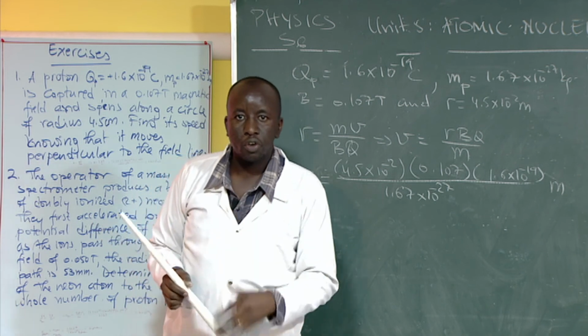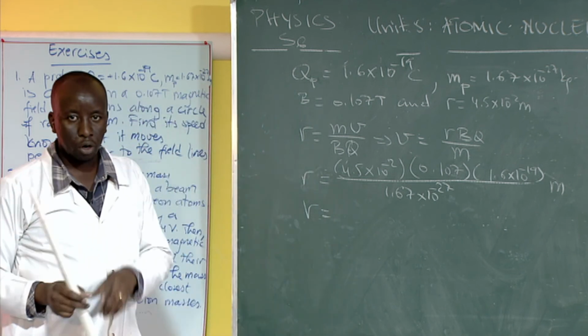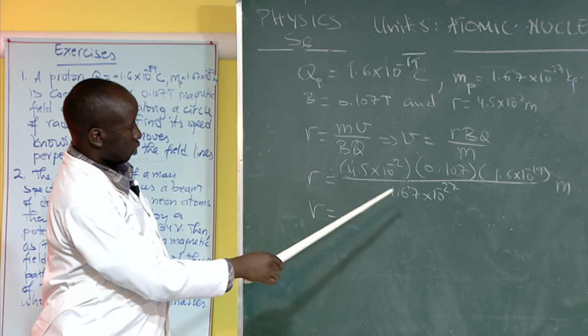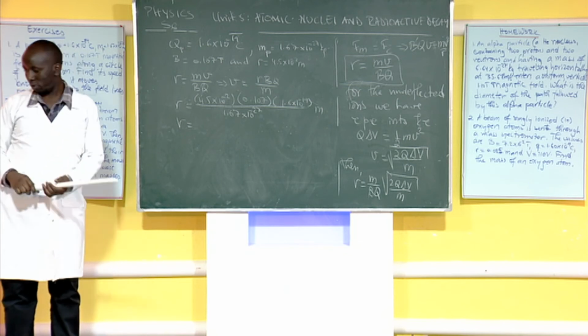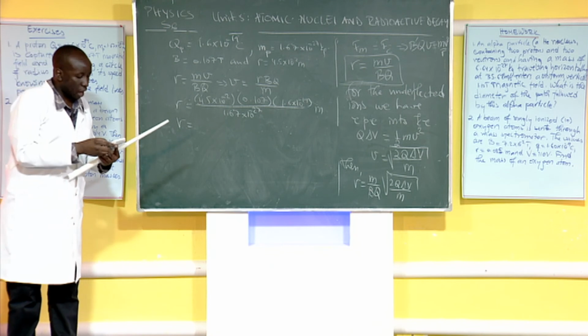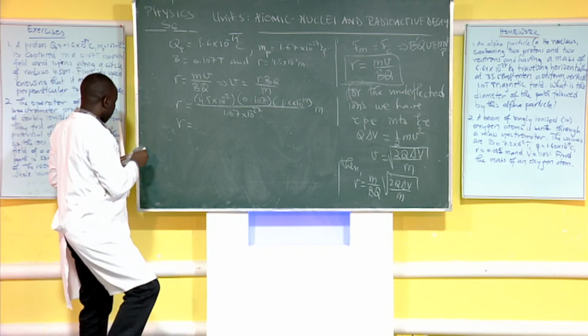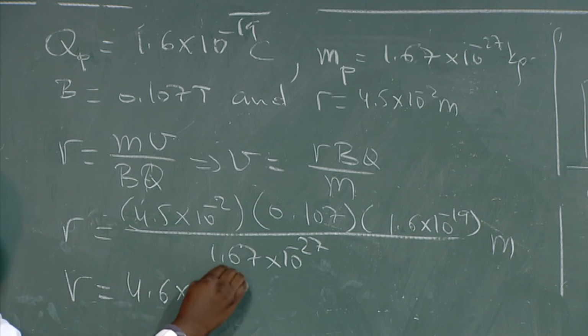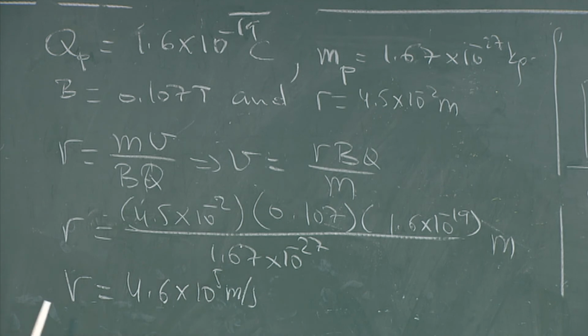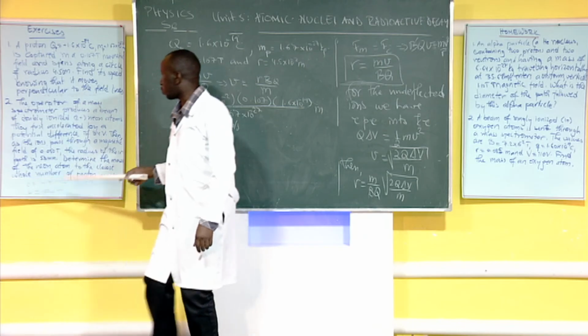So please, can you calculate? You have a minute now to finish calculating this. Some seconds, and then here we go. I hope that we have calculated. So this is going to be 4.6 times 10 to the power 5 meter per second. This is the radius. Now, students, what we have is number 2.